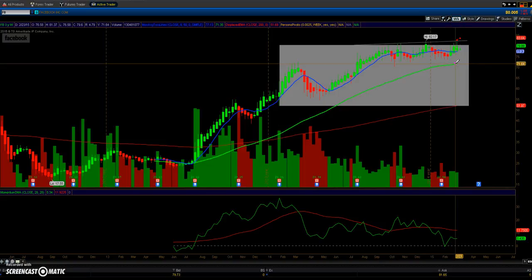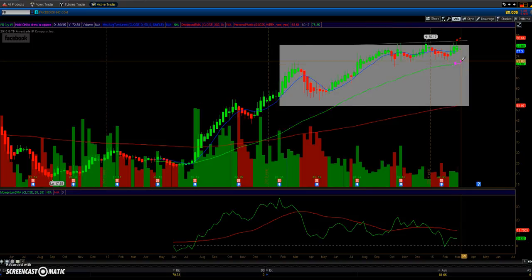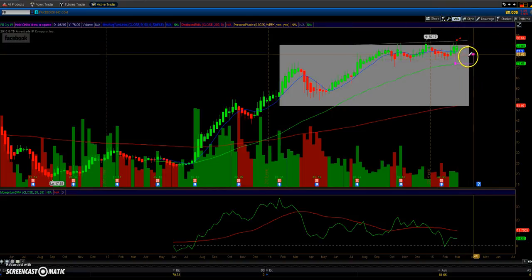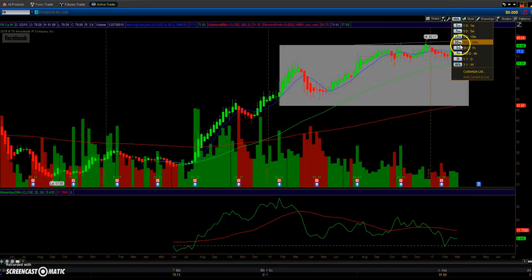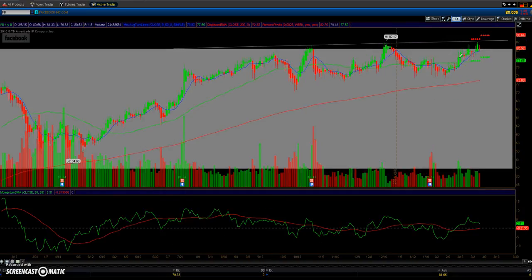So I do not know exactly where it's going to go, but I would kind of wait to actually take this trade. If you're already in it, stay in it, trade your stops, take your profits. This is my best advice to you. But let's look at the daily charts. This is the daily price action.